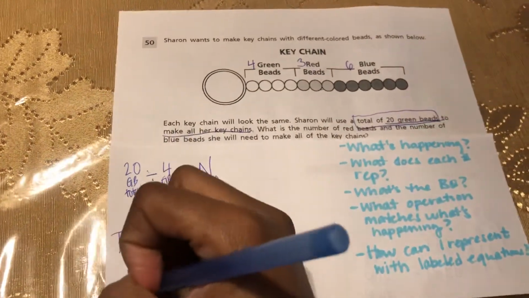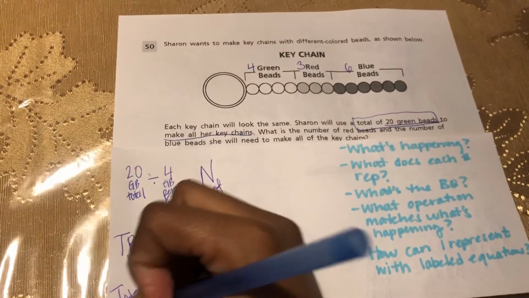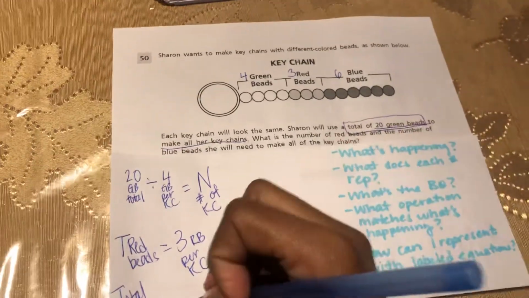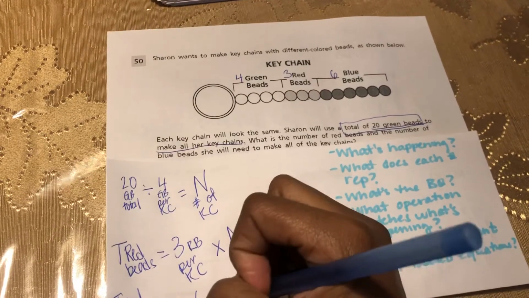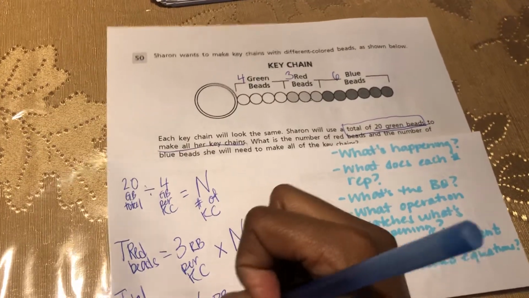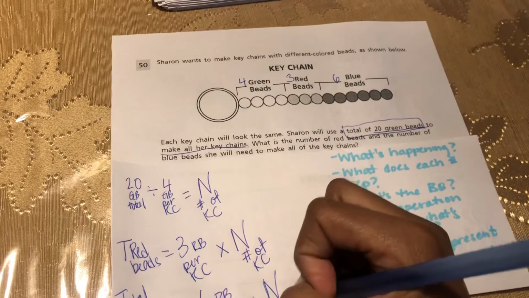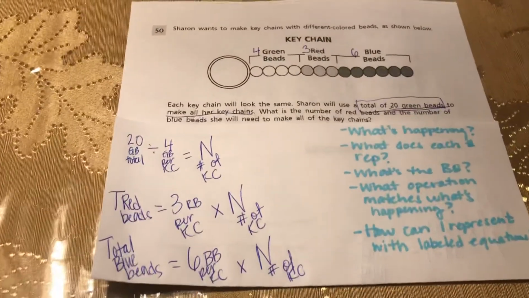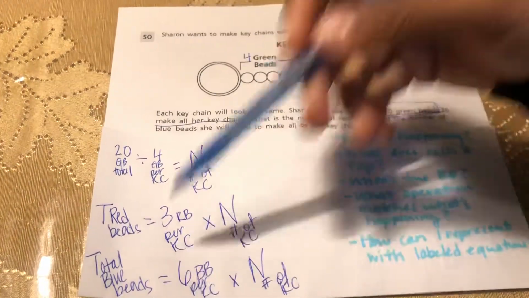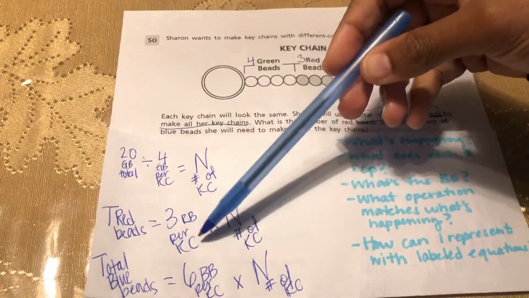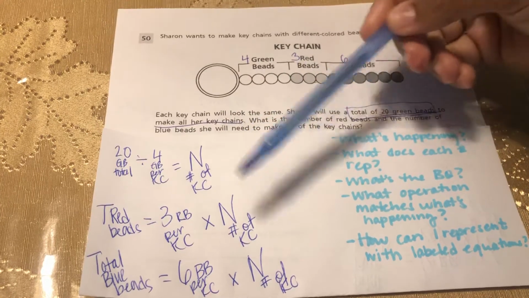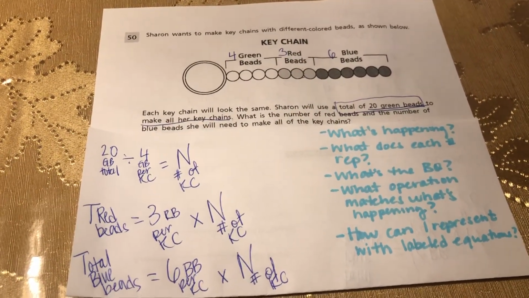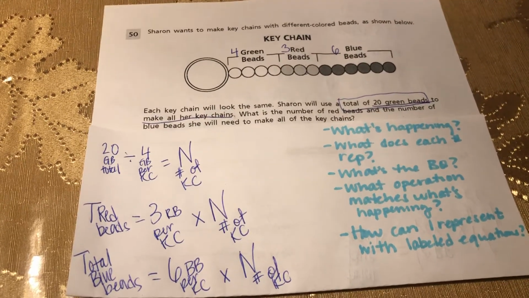So the total of the blue beads is going to equal 6 blue beads per keychain times n, which is the number of keychains. Multiplication makes sense because we're looking for a total and we know the amount that goes in each group, and we can figure out through our first equation how many groups that we have. Okay, this is one way your scholar can represent to solve.